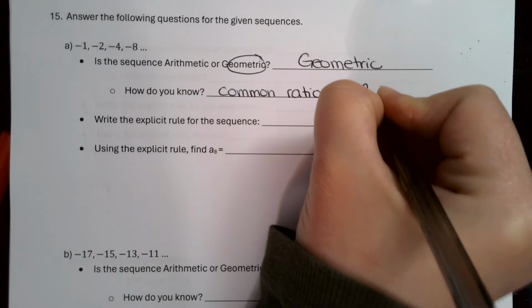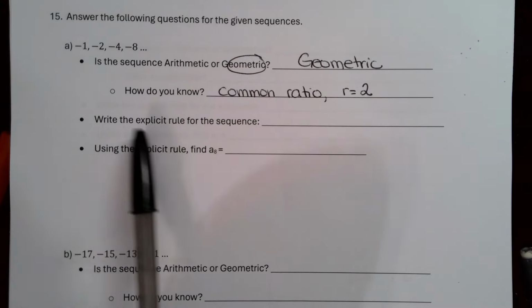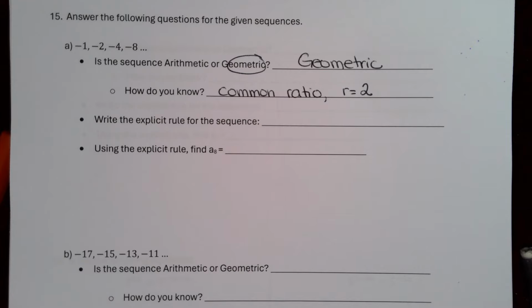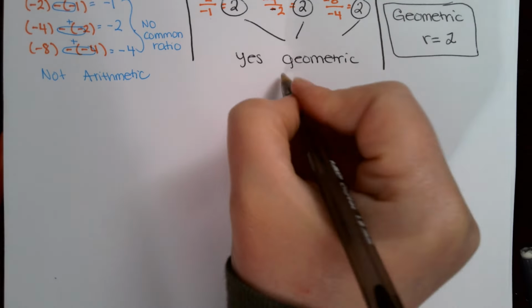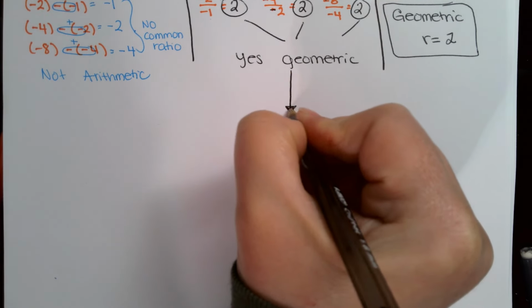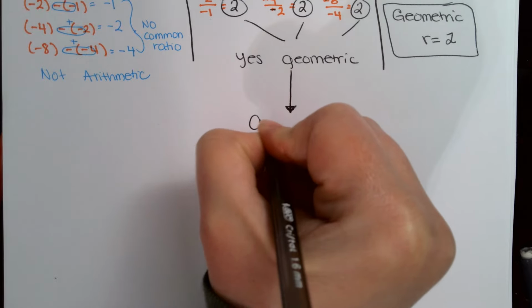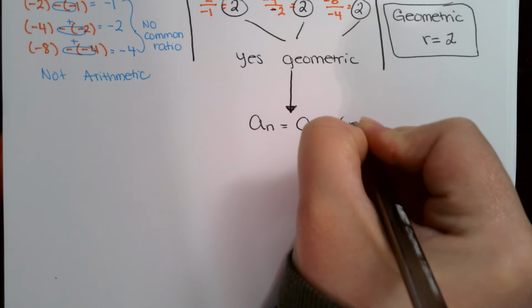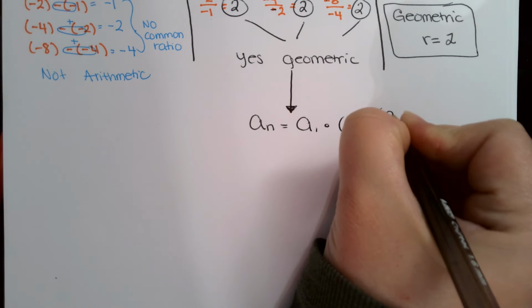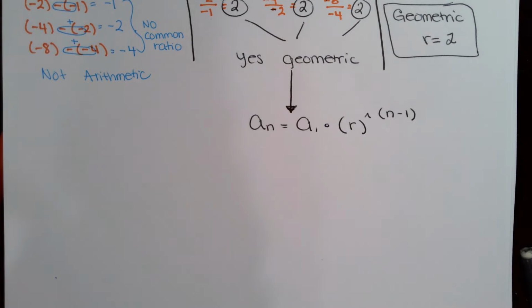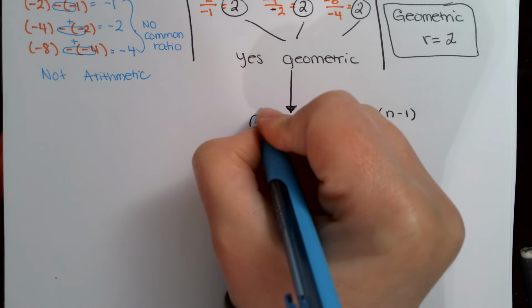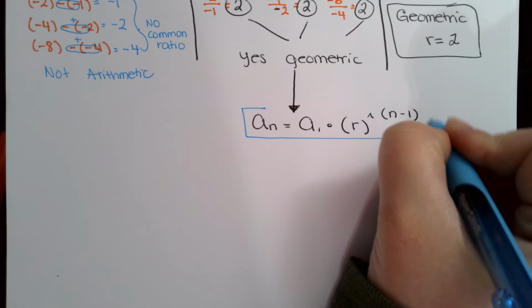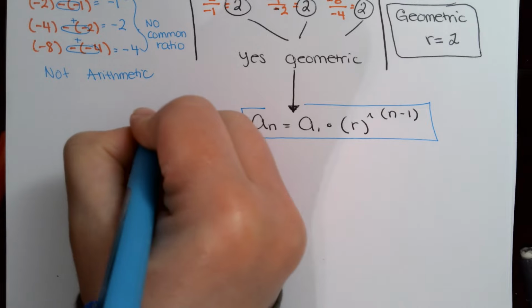And that was a positive 2. Write the explicit rule for the sequence. So the explicit rule for geometric is a sub n is equal to a sub 1 times r caret to the n minus 1 power. That's the formula, okay? That's a formula you need to have memorized. That's not the answer. This is just a formula.